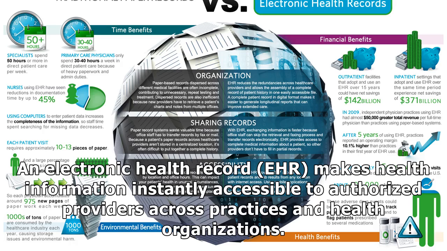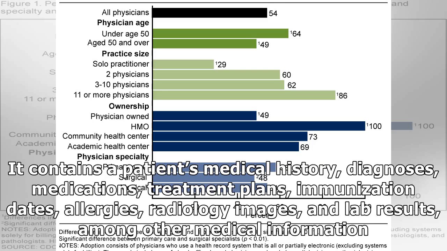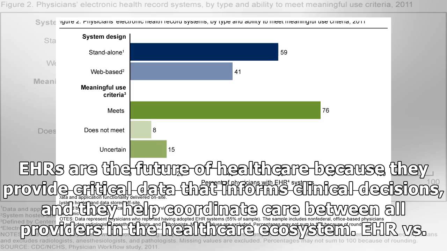An electronic health record (EHR) makes health information instantly accessible to authorized providers across practices and health organizations. It contains a patient's medical history, diagnoses, medications, treatment plans, immunization dates, allergies, radiology images, and lab results, among other medical information. EHRs are the future of healthcare because they provide critical data that informs clinical decisions, and they help coordinate care between all providers in the healthcare ecosystem.